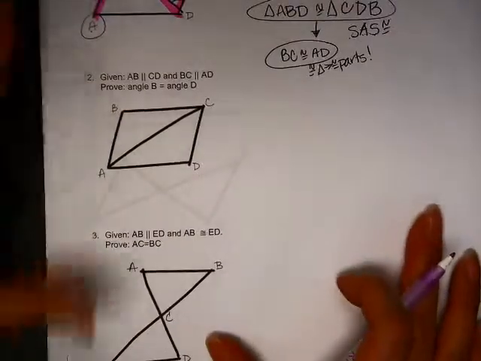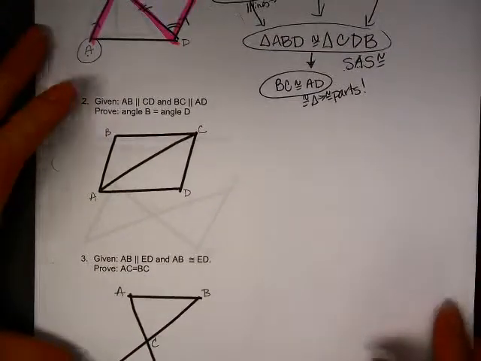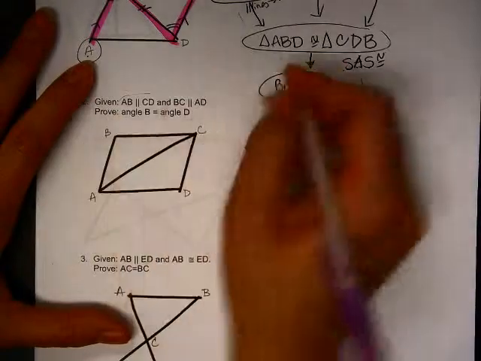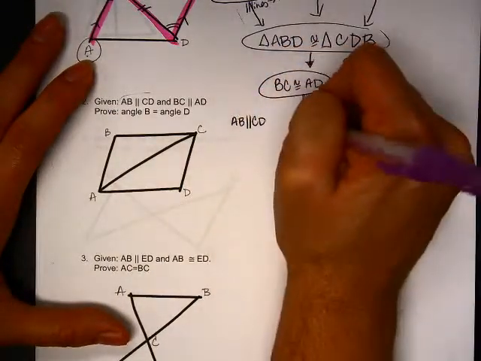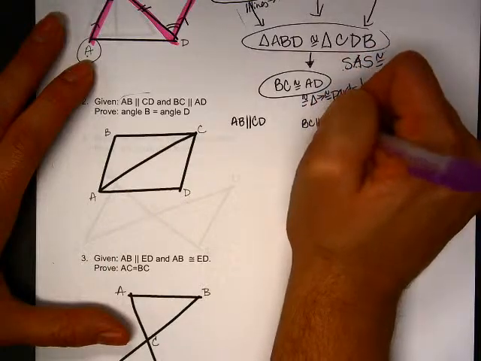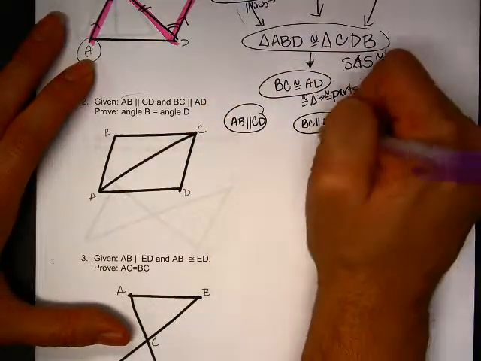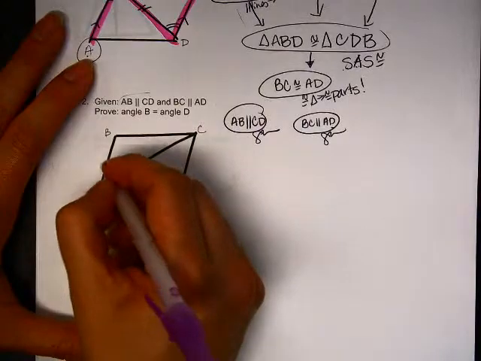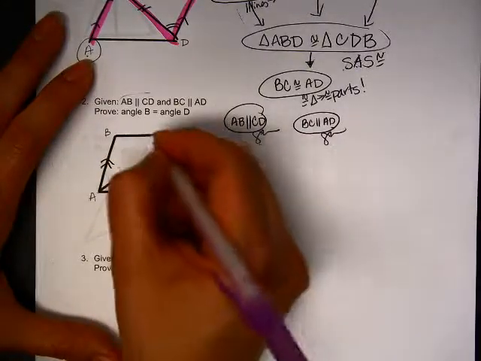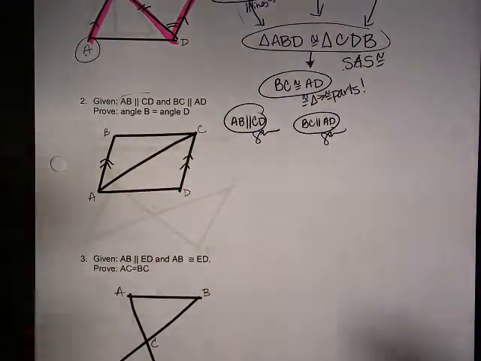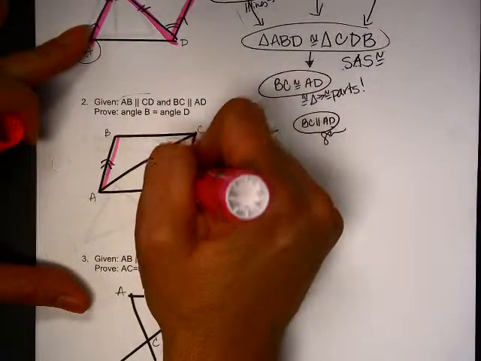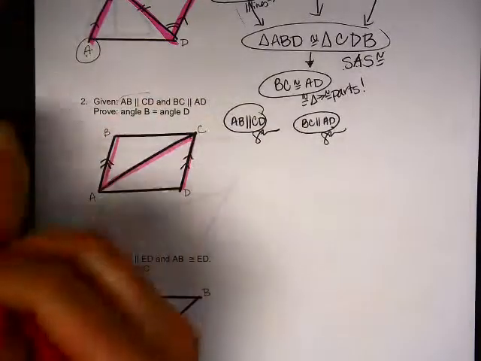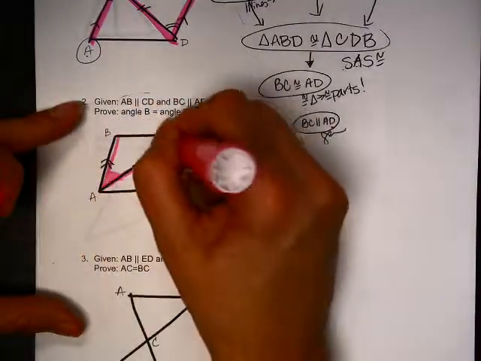All right, let's look at number 2. In number 2, we have some different things going on. We've got two sets of parallel lines this time. So we're going to mark them. And actually, before I mark anything else, I want to get the angles that are equal because of that. So I've got these dudes.